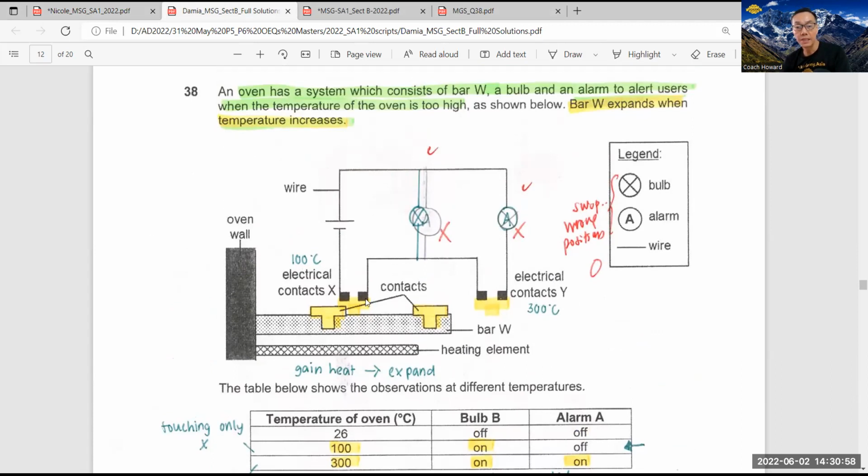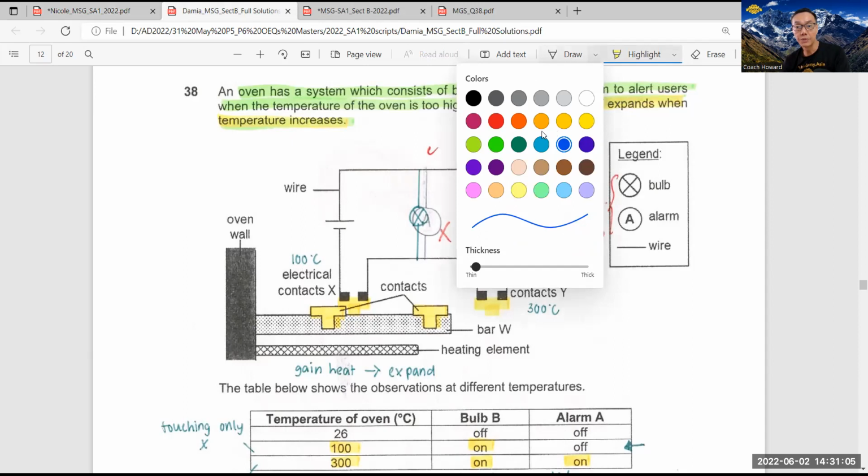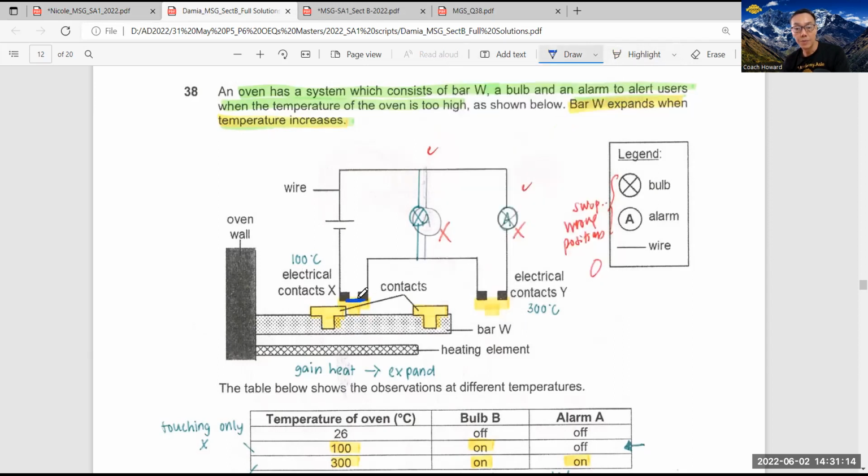And then, okay, if she put a bulb here, actually it may work. Let me annotate for you to take a closer look. Let me use blue color instead. So at 100 degrees Celsius, this contact will be shifted here. As you can see here, this will form a closed circuit. So electricity from the battery can flow through the bulb and cause the bulb to light up. Can you see I have drawn a closed loop here? So the bulb will be lit.